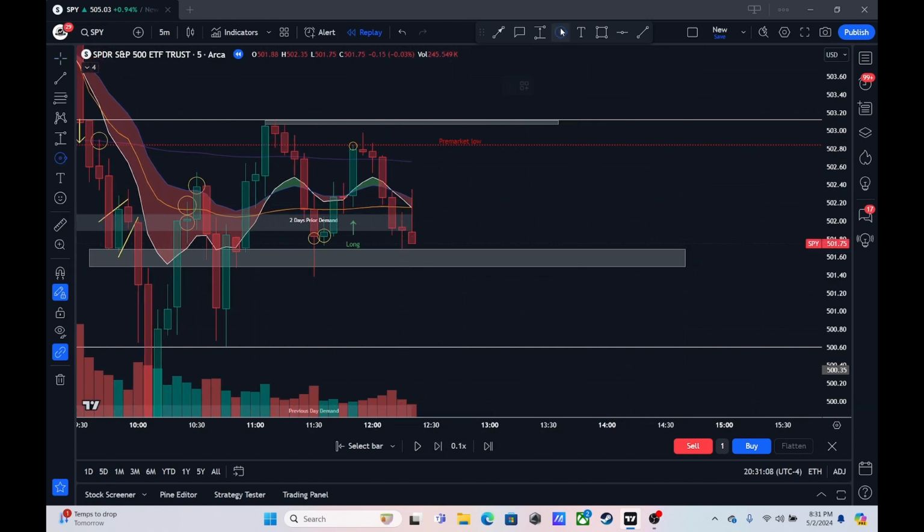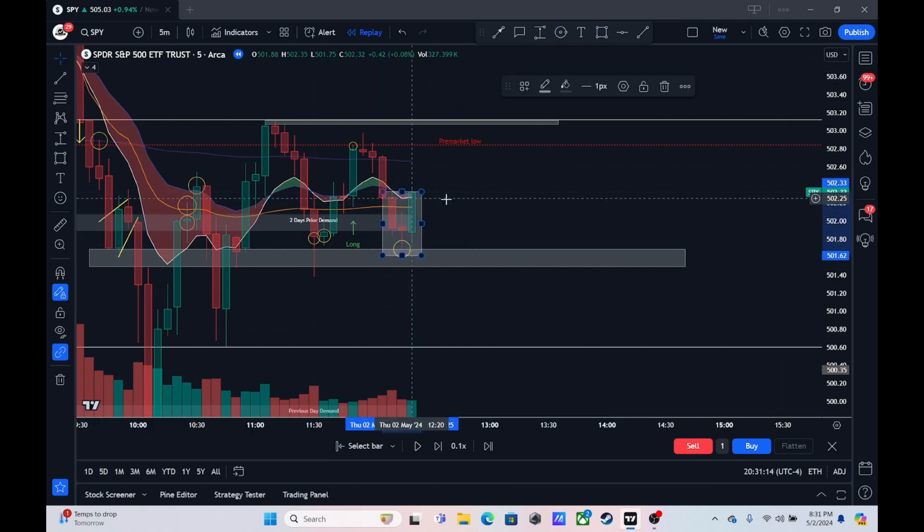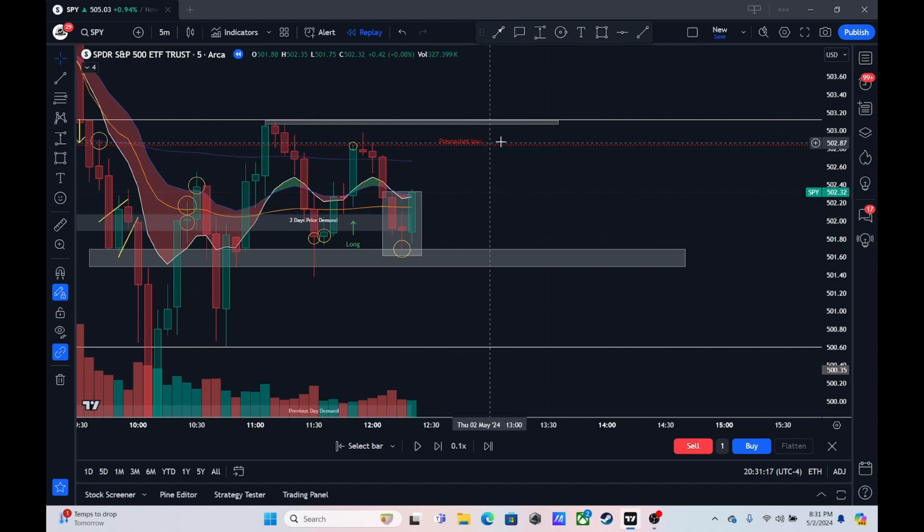Okay, look at that. So we respected the same area we drew before. It's a good thing we had that on our chart. And now we're showing somewhat of a Morningstar reversal pattern. So I'm looking for us to get back above pre-market low, and then we can talk about some continuation to the upside.